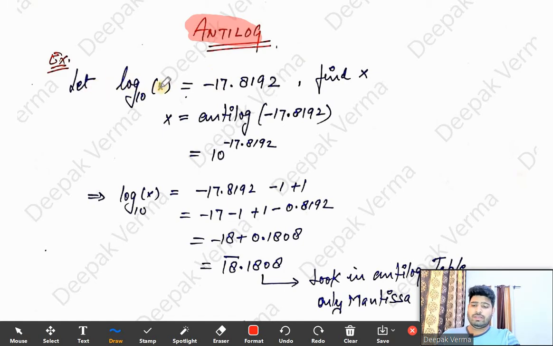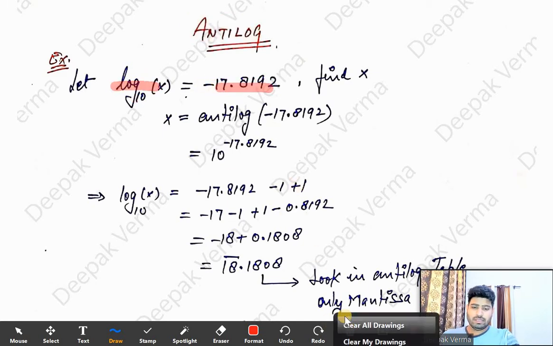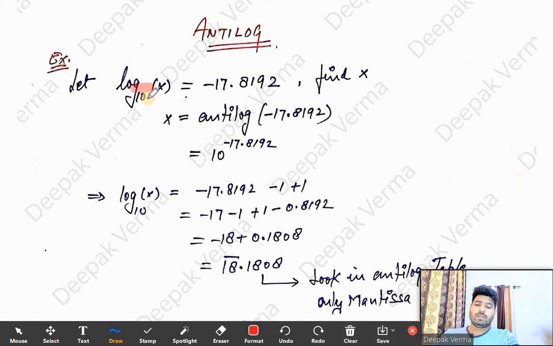For example, if we have log x base 10 equals minus 17.8192, now if we convert it into exponential form, how will we write it? x equals 10 to the power minus 17.8192, like this. This is from log form to exponential form. Got it? Or we can write x equals antilog of this.